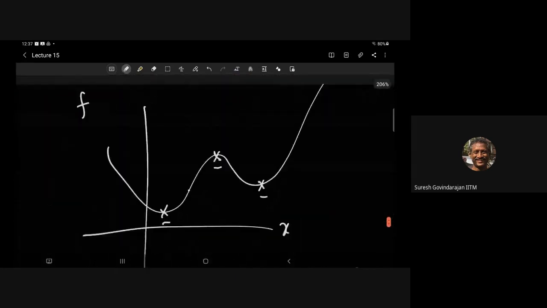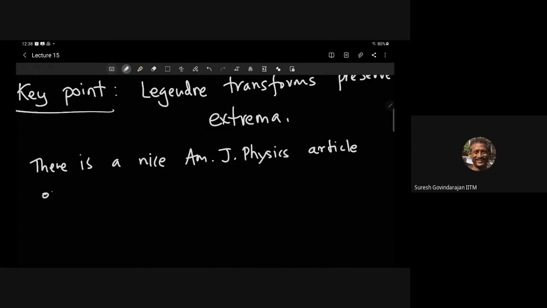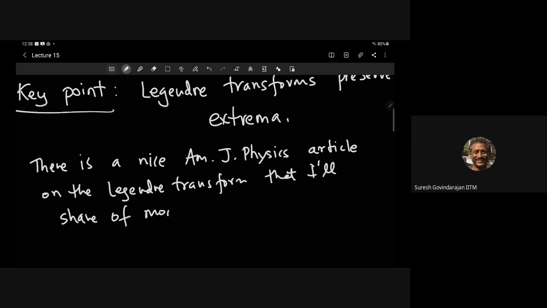And there's a nice American Journal article that I'll share on Moodle, okay? It's worth reading. They do a better job than I did, but the general ideas that I've given will go through.